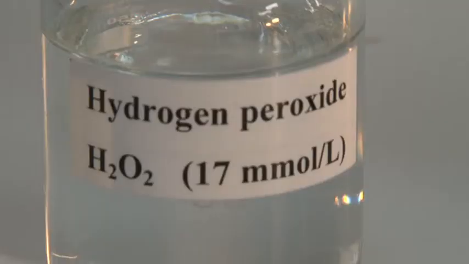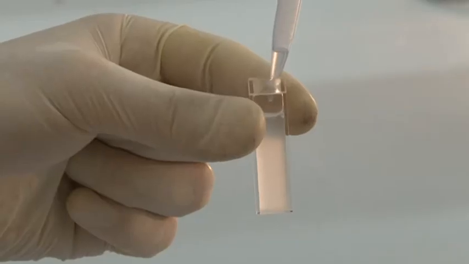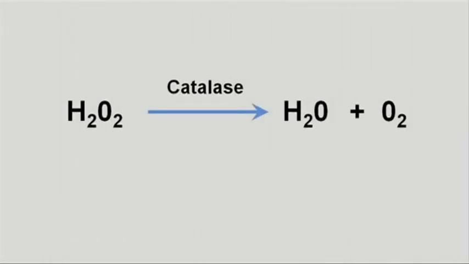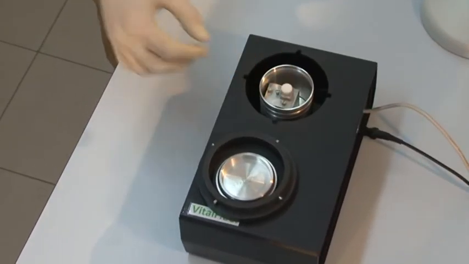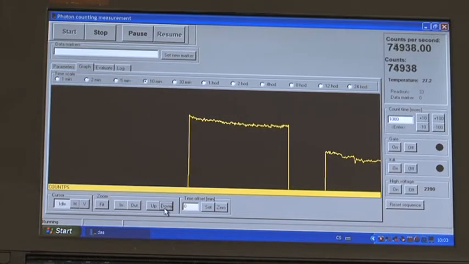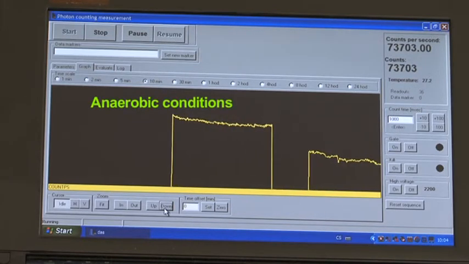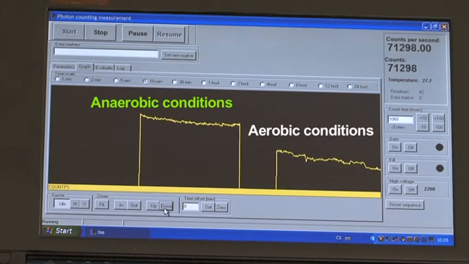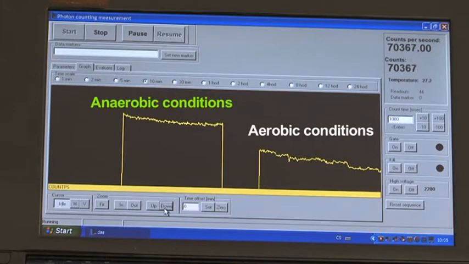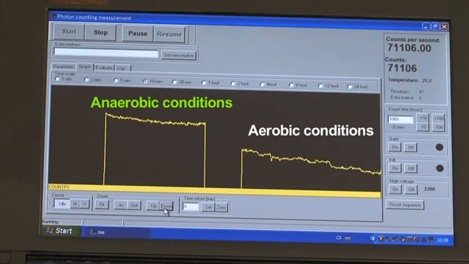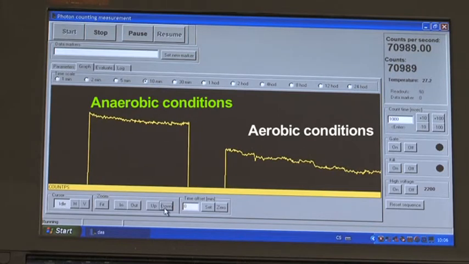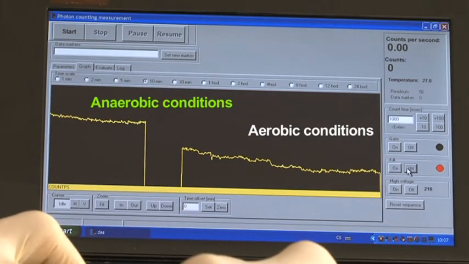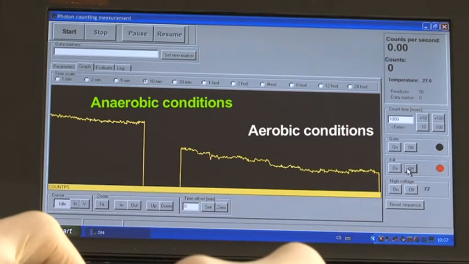And a small amount of hydrogen peroxide is added to the cell suspension, where another yeast enzyme, catalase, immediately decomposes hydrogen peroxide to water and oxygen. This results in a sudden alteration from anaerobic to aerobic conditions. This is accompanied by an almost stepwise decrease of the NADH fluorescence. This drop of fluorescence from the anaerobic state is closely related to cell vitality. In this video, the time record was accelerated 8 times.